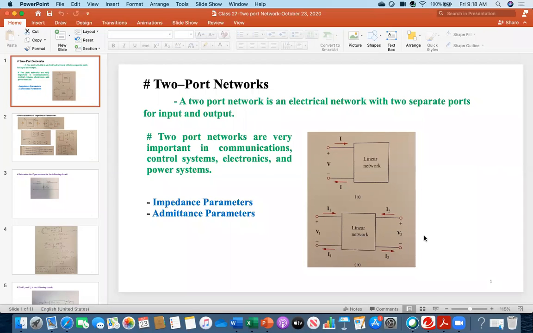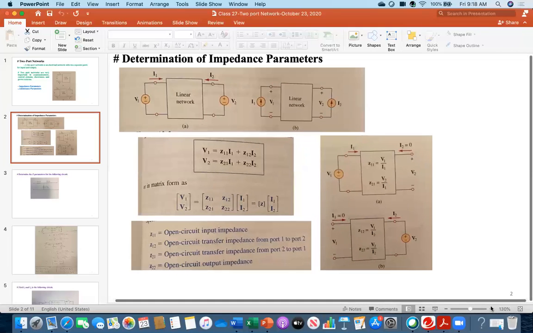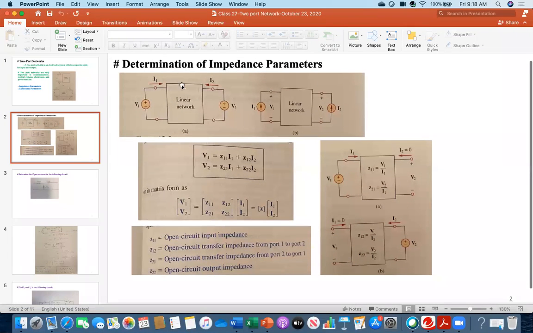So that is the thing we will be concentrating on from now on. Moving forward, what I am doing is determining the impedance parameters for a two-port network. As you can see, I have shown a figure.